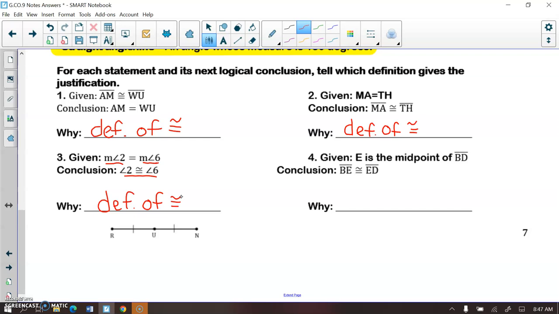All right, so given E is the midpoint of BD, let's draw ourselves a picture. So we have segment BD, and E is the midpoint, meaning that BE and ED are congruent. That's our conclusion. And so the reason why is because that's the definition of a midpoint. Totally okay with you abbreviating midpoint to this. All right.